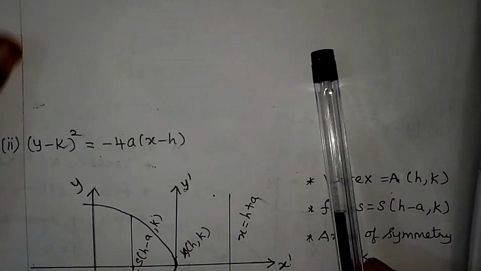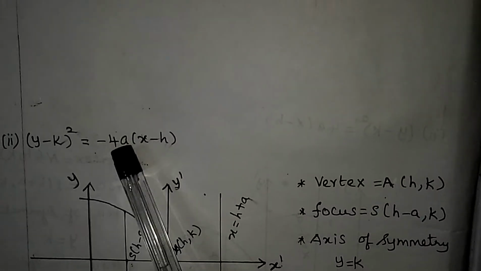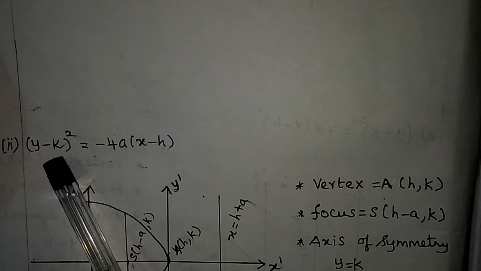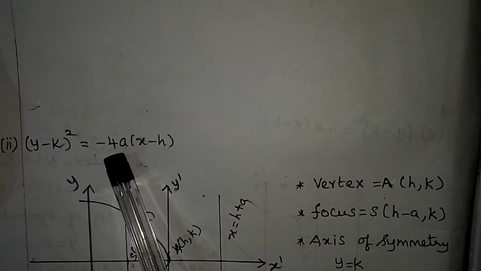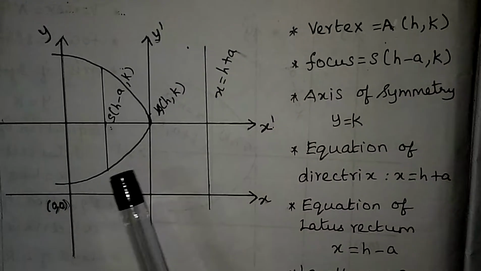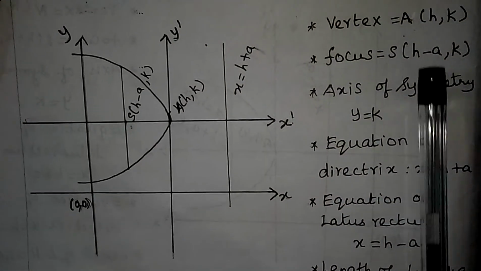Now in the second type itself, if the vertex is h comma k, it will be like this. Instead of y, you'll put y minus k the whole square equal to minus 4a into, instead of x, you'll put x minus h. So the diagram will be like this. We need only the formulas.